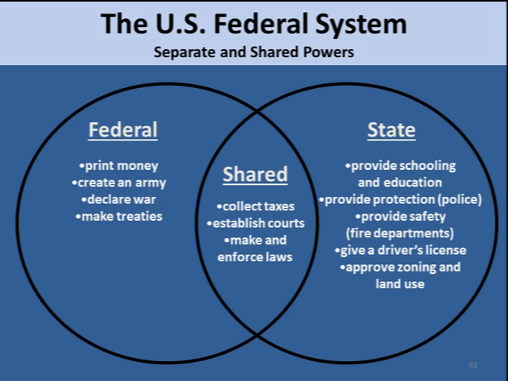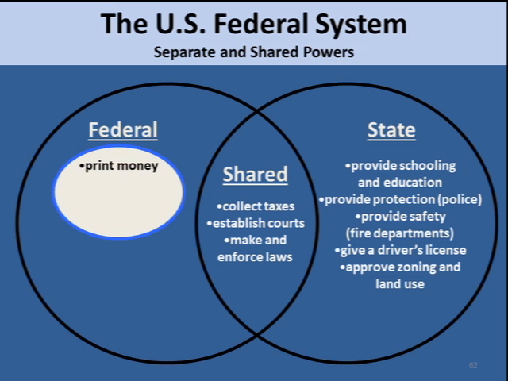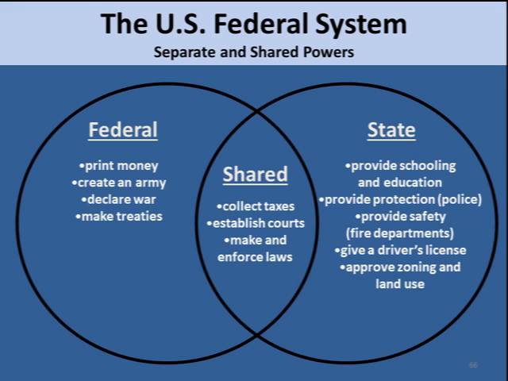Under the Constitution, some powers granted to the federal government are the ability to print money, create an army, declare war, and make treaties. However, to protect states' rights and individual rights, the Constitution says that any powers not given to the federal government belong to the states.